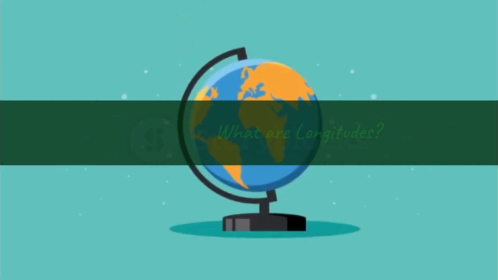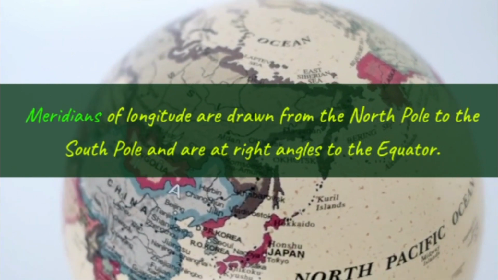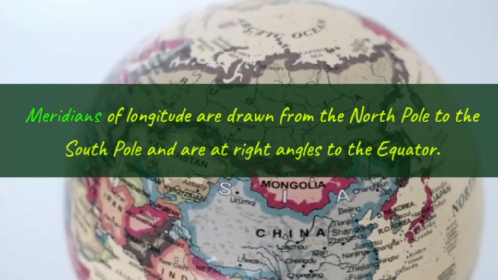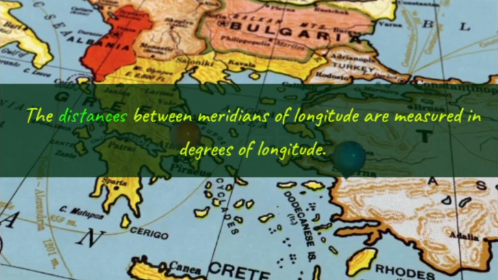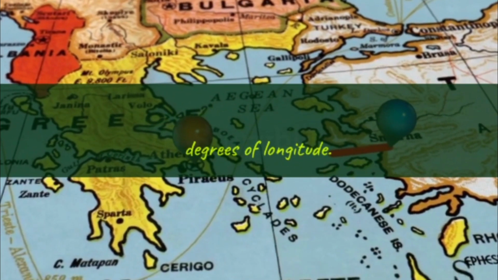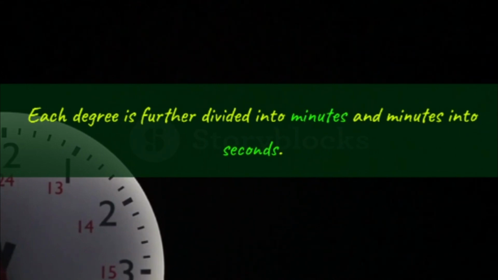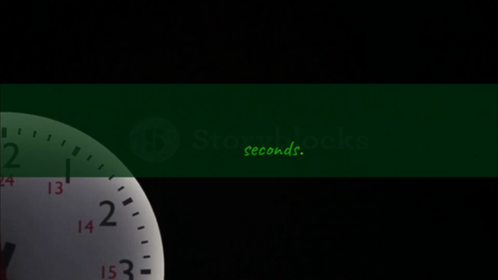What are longitudes? Meridians of longitude are drawn from the North Pole to the South Pole and are at right angles to the equator. The distances between meridians of longitude are measured in degrees of longitude. Each degree is further divided into minutes and minutes into seconds.